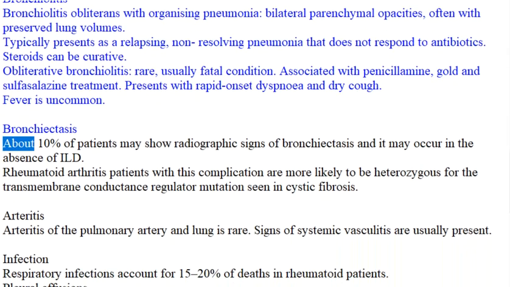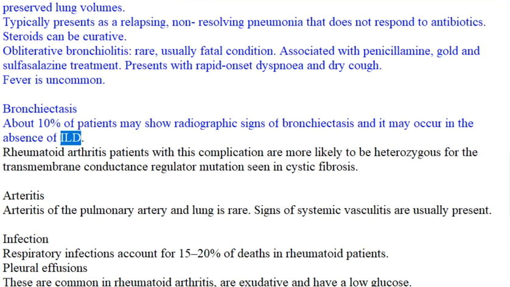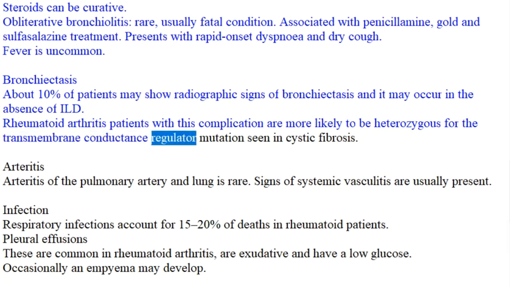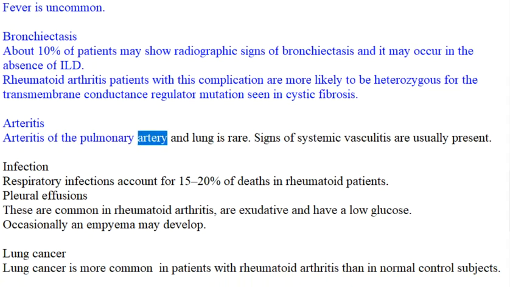Bronchiectasis. About 10% of patients may show radiographic signs of bronchiectasis and it may occur in the absence of ILD. Rheumatoid arthritis patients with this complication are more likely to be heterozygous for the transmembrane conductance regulator mutation seen in cystic fibrosis. Arteritis. Arteritis of the pulmonary artery and lung is rare. Signs of systemic vasculitis are usually present.